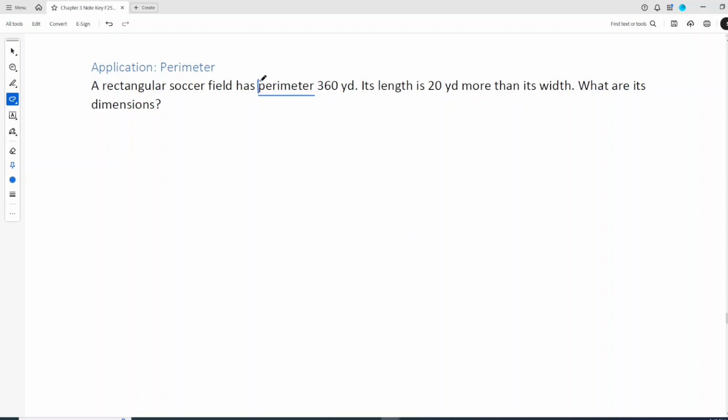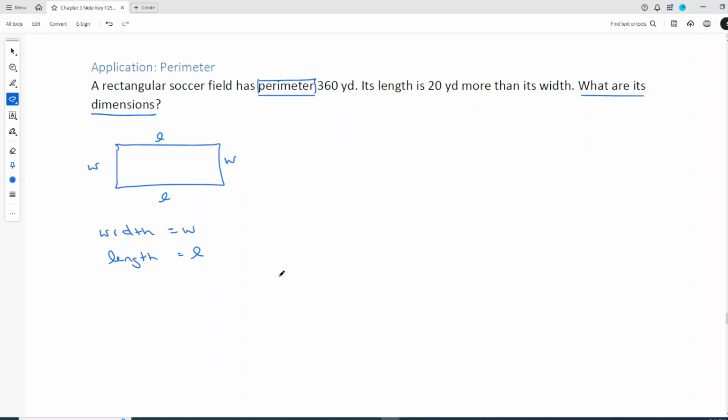Okay, so for this one, when I'm reading it, I've identified it as a perimeter type of question, and now I'm going to assign 2 variables. Now to figure that out, you're going to read your last sentence. It says, what are its dimensions? Well, we're talking about a rectangular soccer field, okay? So it's a shape like this. You have a length and a length and a width and a width. So your dimensions are going to be width and length. And we always let width be W and length be L.